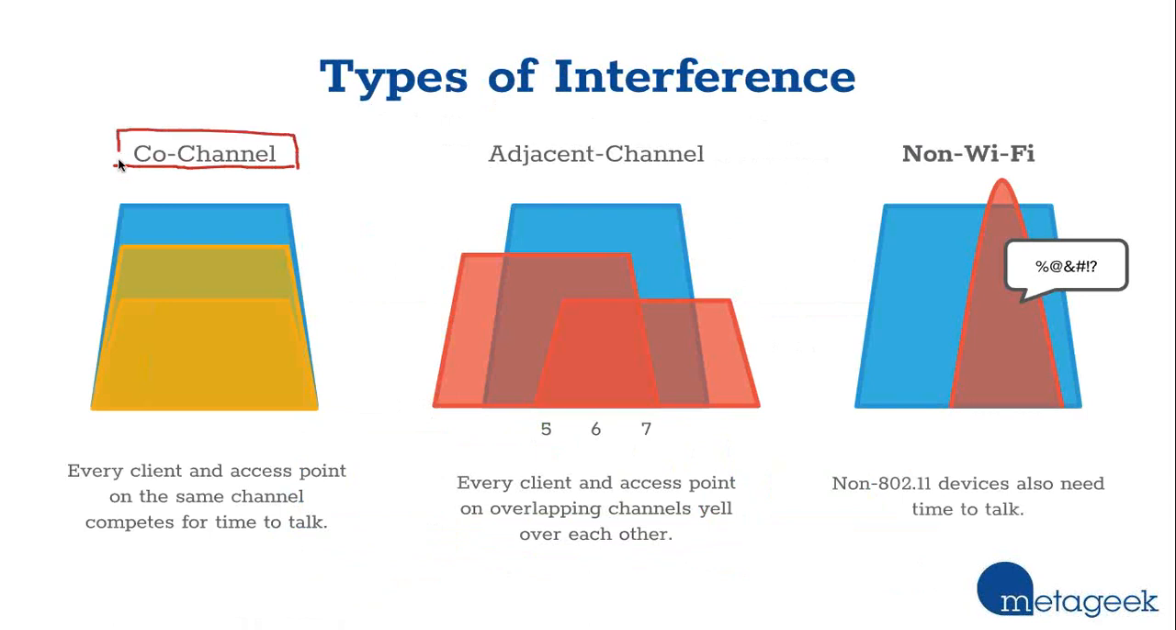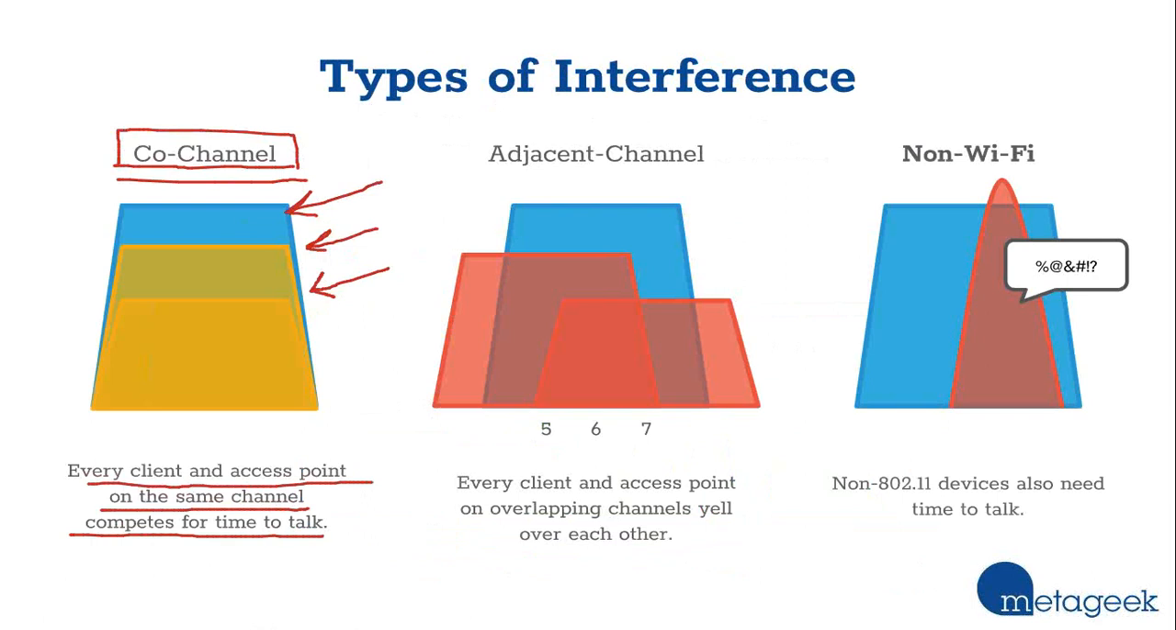The first is co-channel interference. Co-channel interference occurs when we've got an access point and a few client devices all sharing the same channel. Basically, any Wi-Fi device of any kind that is on the same channel is going to have to take turns talking because only one device can talk on a channel at a time. With co-channel interference, every client and access point on the same channel is going to compete for time to talk.